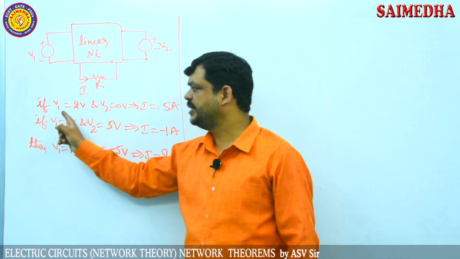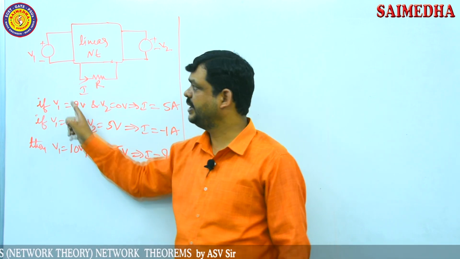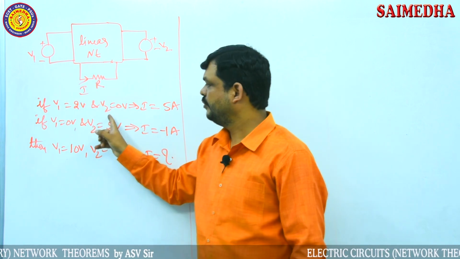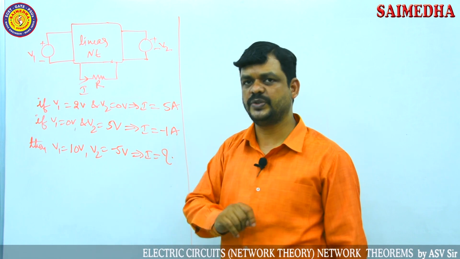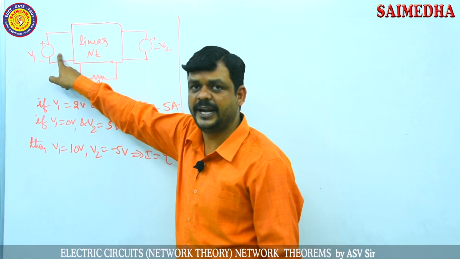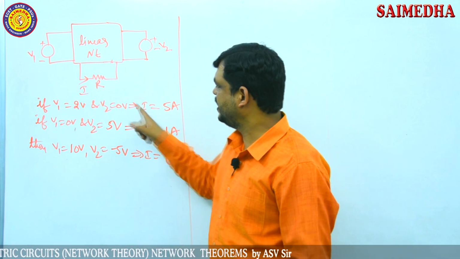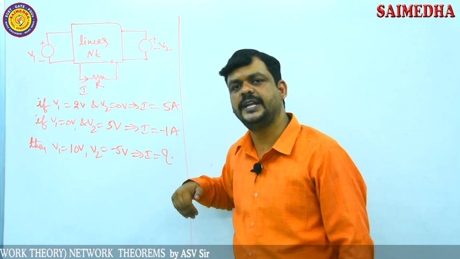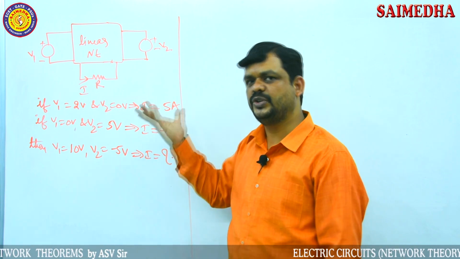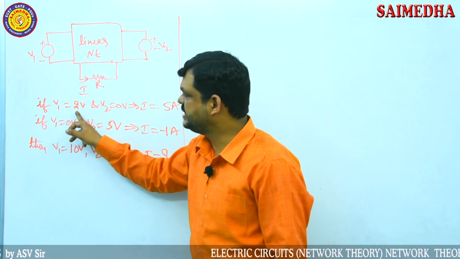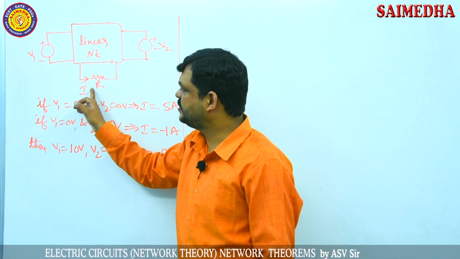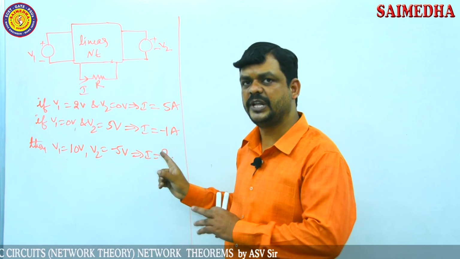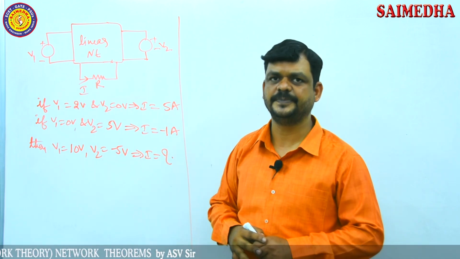In this problem he mentioned V1 is 2 volts. That means the V1 source is connected and V2 is 0, that means V2 is eliminated. So at a time only one source is connected. When the V1 source is connected, the response of the circuit is 5 amperes. So indirectly he mentioned individual responses. V1 is connected and V2 is 0, meaning V2 is eliminated, only V1 is connected, and the response through this one is 5 amperes. So one individual response is there.